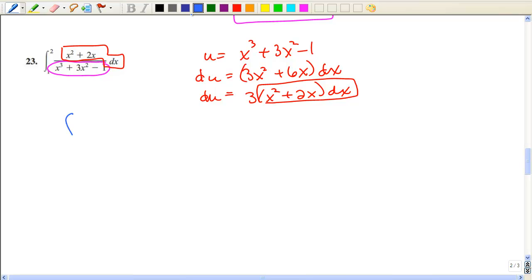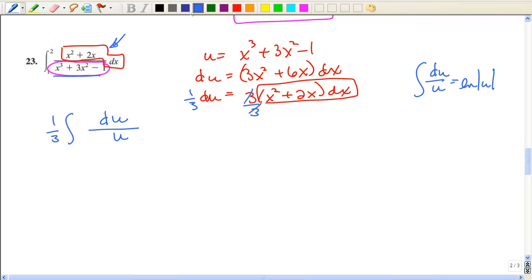So let's rewrite this. What have I got? On the bottom, that's just u. This top part is going to be, if I divide both sides by 3, 1/3 du. Now doesn't that look a lot easier? And you're going, well, what's that? du over u is the natural log of the absolute value of u plus c. So if I integrate that, that's 1/3 times the natural log of the absolute value of u plus c.